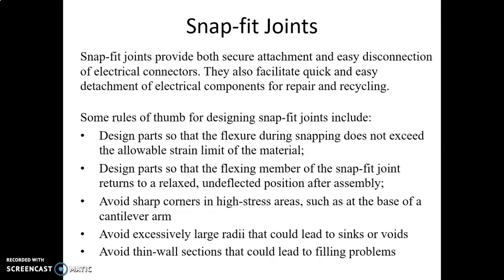Some rules of thumb for designing snap fit joints include: design parts so that the pressure during snapping does not exceed the allowable strain limit of the material. Secondly, design parts so that the flexing member of the snap fit joint returns to a relaxed, undeflected position after assembly. Avoid sharp corners in high stress areas such as the base of a cantilever arm. Avoid excessively large radii that could lead to sink or voids. And the last one, avoid thin wall sections that could lead to filling problems.